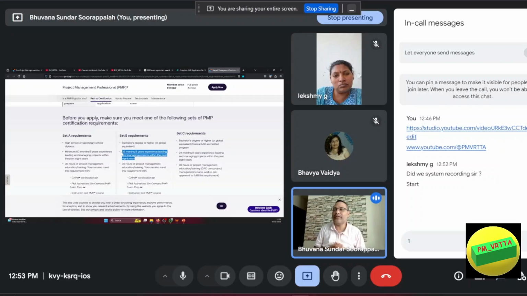And the main point here is the project management experience. It says leading and managing projects. This is what stumps most people. See, this is the most important thing. This does not mean that you should have been a designated project manager in the last 3 years or last 8 years.